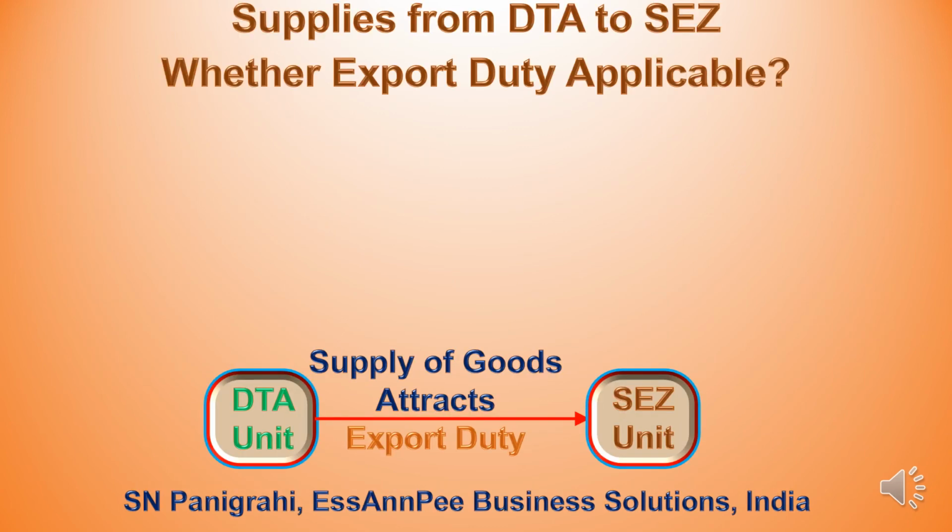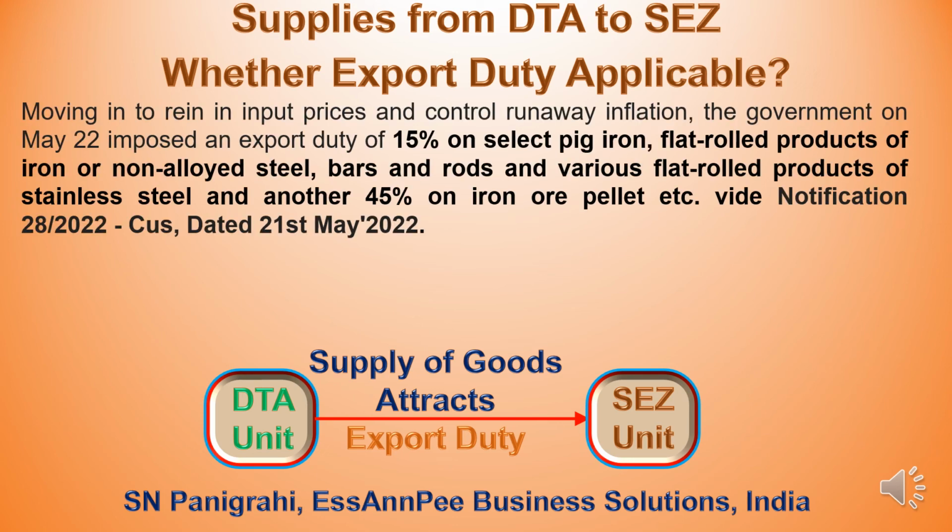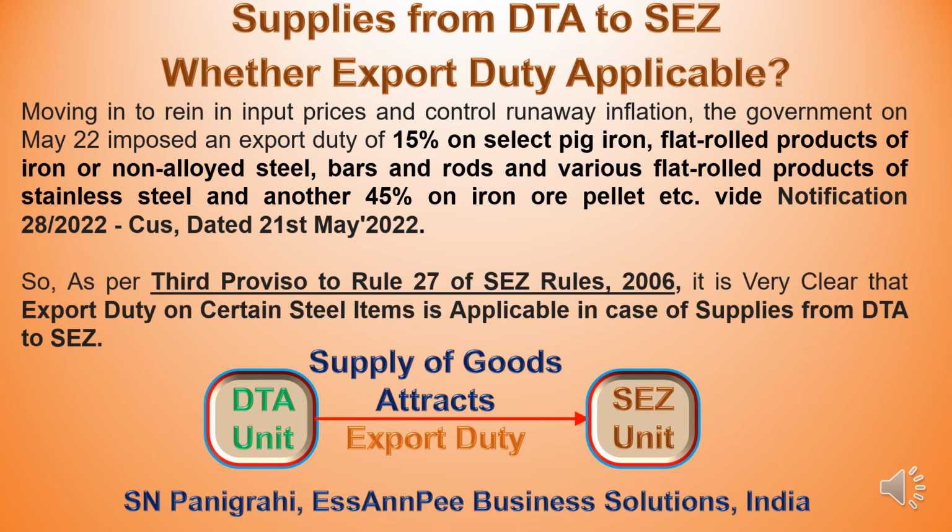Supplies from DTA to SEZ, whether export duty applicable? Moving to rein in input prices and control runaway inflation, the government on May 22 imposed an export duty of 15% on select pig iron, flat-rolled products of iron or non-alloyed steel, bars and rods and various flat-rolled products of stainless steel, and another 45% on iron ore pellet etc., vide Notification 28/2022 CUS, dated 21 May 2022. So, as per third proviso to Rule 27 of SEZ Rules, 2006, it is very clear that export duty on certain steel items is applicable in case of supplies from DTA to SEZ.